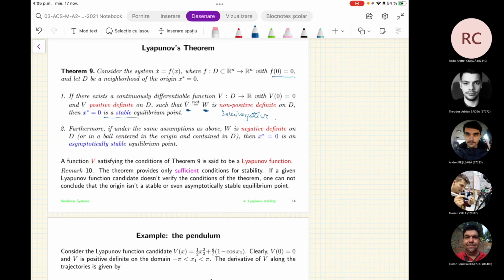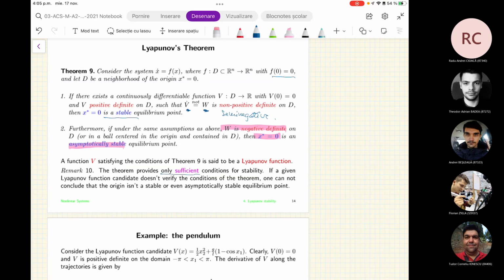then the origin is a stable equilibrium point. Furthermore, if under the same assumptions as above, W is negative definite in a ball centered in the origin, not necessarily on the whole domain, but at least in a ball centered in the origin, then the origin is an asymptotically stable equilibrium point. Please note that these are all sufficient conditions.